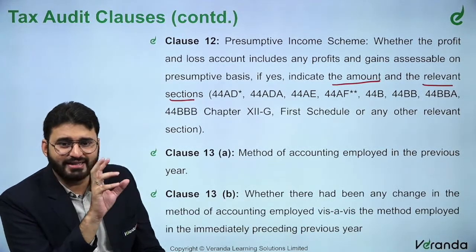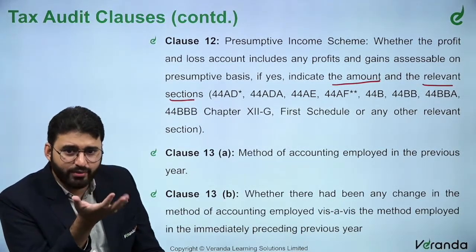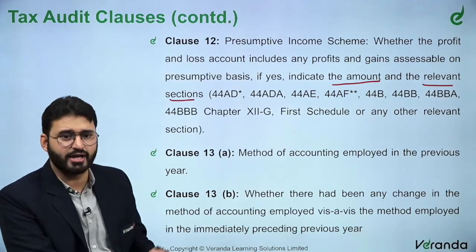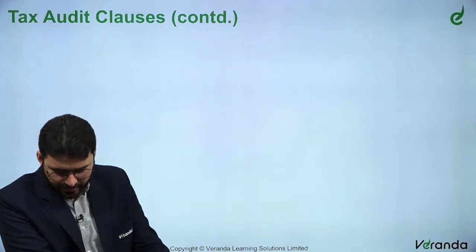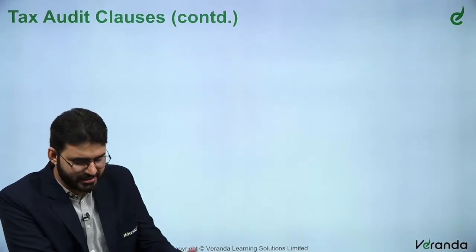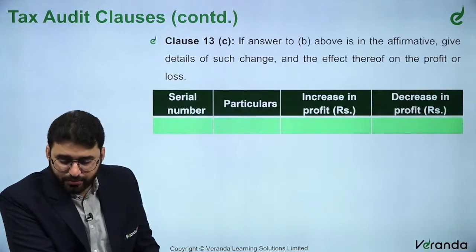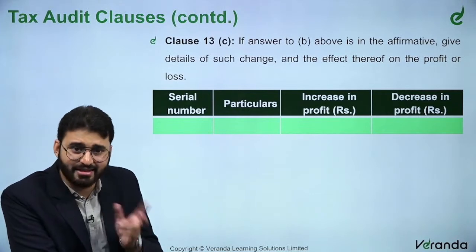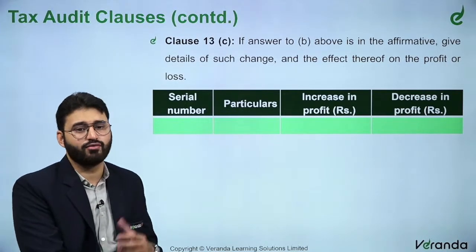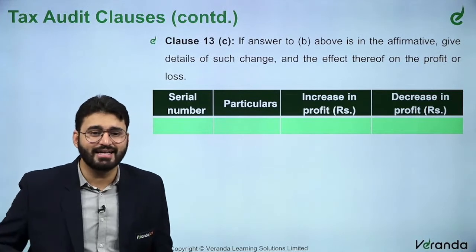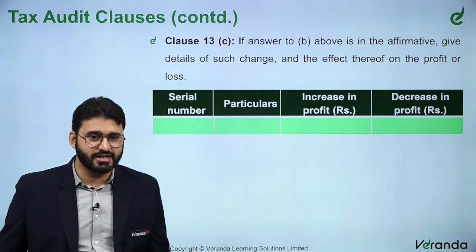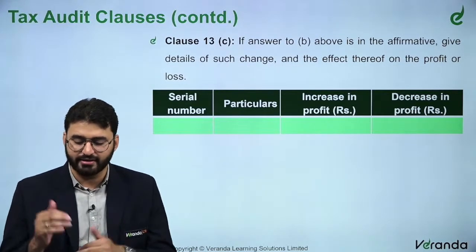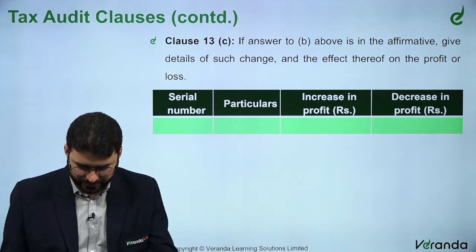Clause 13B, whether there has been any change in the method of accounting employed vis-a-vis the method employed in the immediately preceding financial year. So last year cash, now mercantile, or last year mercantile, now cash, you have to mention it here, because that will have an impact on the income. If the answer to B above is in the affirmative, that is yes, that is a change, give the details of such change and the effect thereof on the profit or loss. Of course, basis that they will send a notice, okay, this much extra profit or extra loss is there, please pay tax, right? So serial number, particulars, increase in profit, decrease in profit, you will have to mention that.